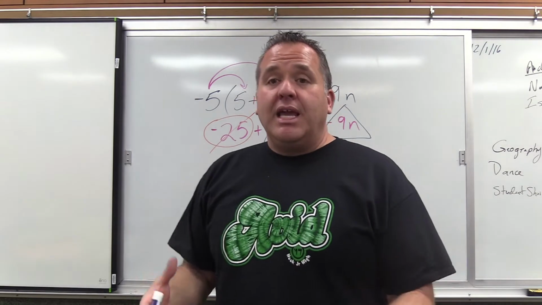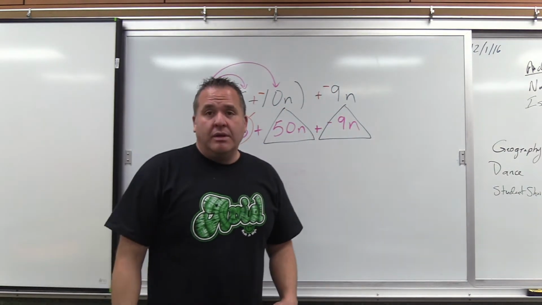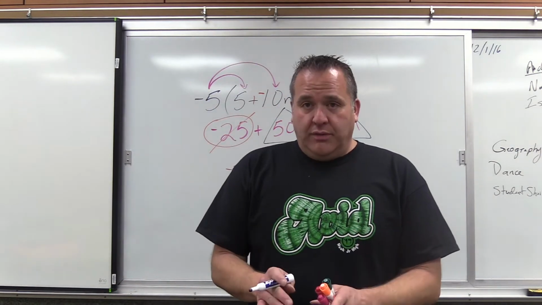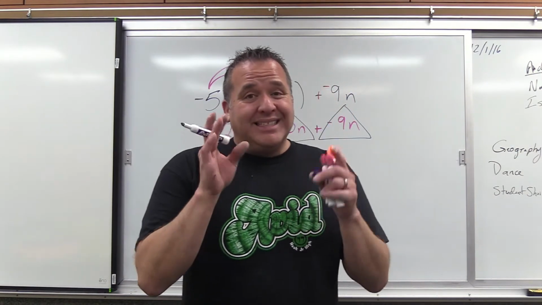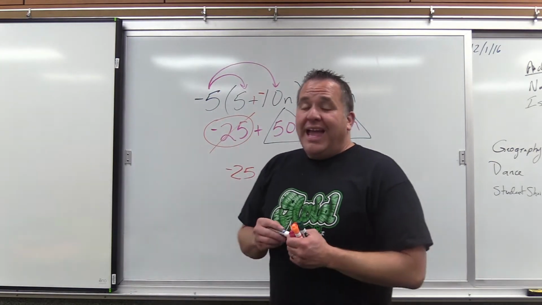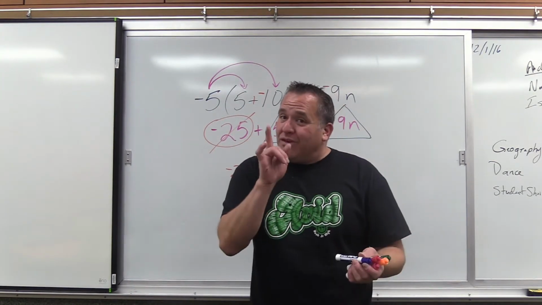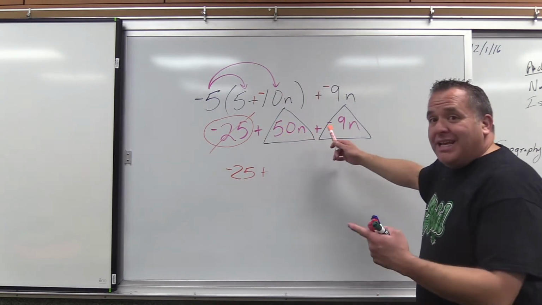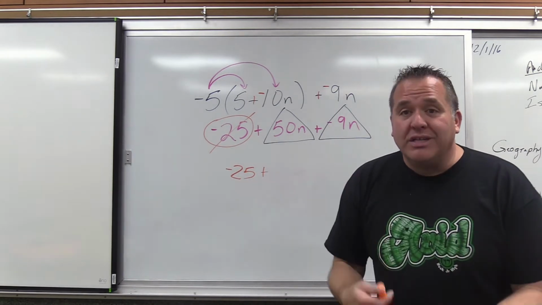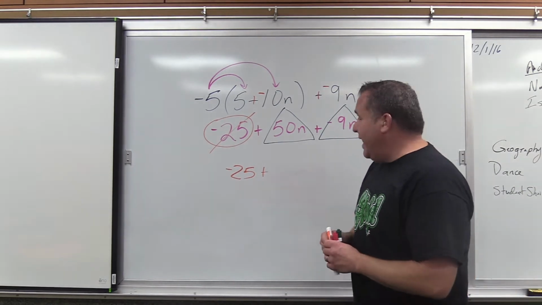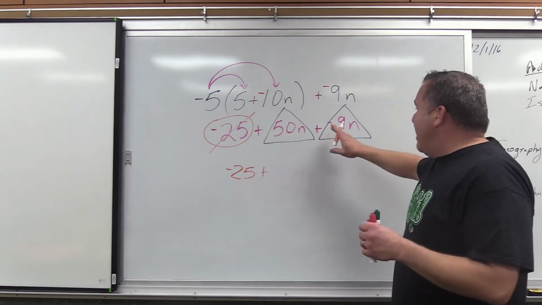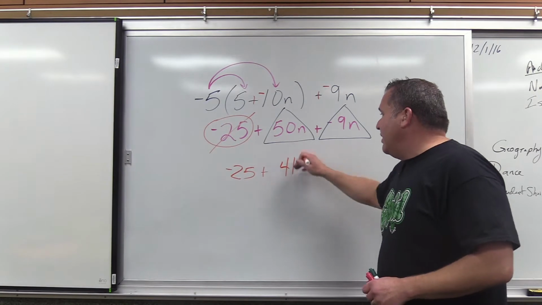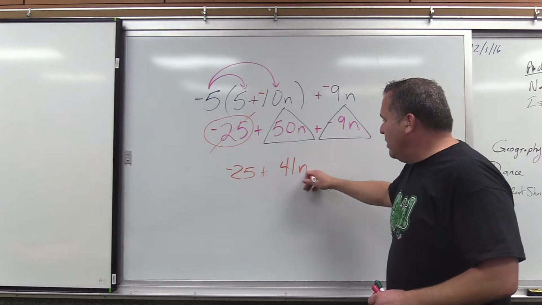So I got 50n plus negative 9n. Now remember when we added integers, you always want to ask yourself, when you're adding, are the signs the same or are they different? If they're the same, you add the numbers, but if they're different, you subtract. Positive 50, negative 9, these signs are different. Therefore, we're going to subtract. So 50 minus 9 is 41, and I'm going to make sure I include my n, 41n.